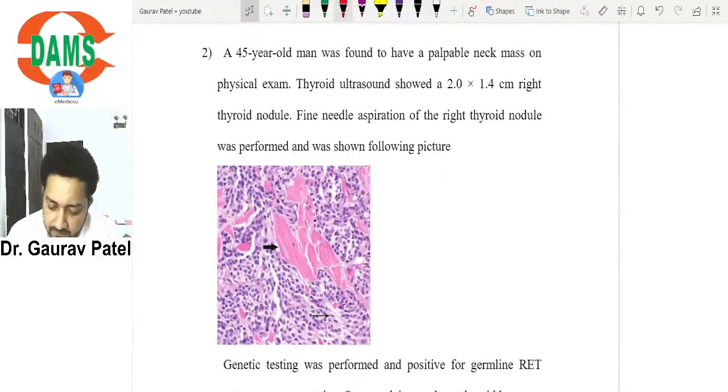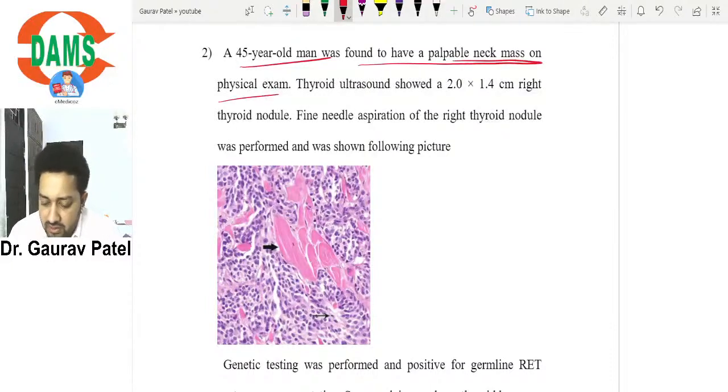Next question. A 45-year-old man is found to have a palpable neck mass on physical examination. Thyroid ultrasound shows a 2 by 1.4 centimeter right thyroid nodule.